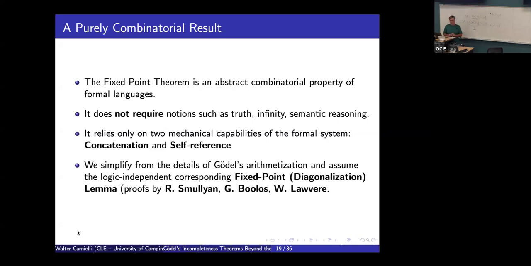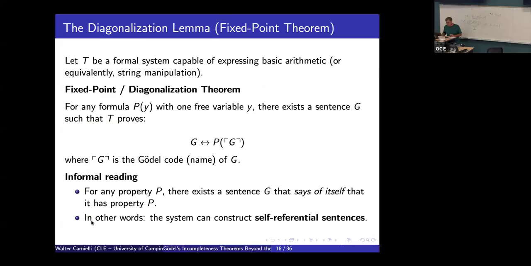Sorry, can you go back to the statement of the fixed-point theorem then? Which one? The slide before. This one? Yeah, this one. Because what does a formal system mean then? I assumed it was like a classical theory, a classical positive theory, but if that's not the case, then you need to say what a formal system is and what a proof is.